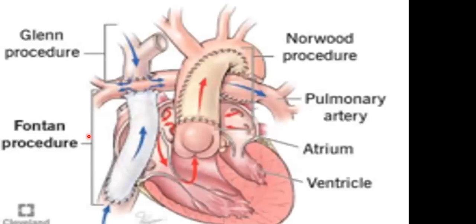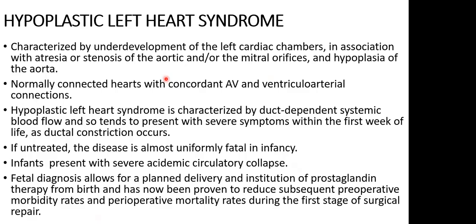This is the picture showing us the Fontan procedure and the Glenn. This is the superior vena cava anastomosing with the pulmonary artery, and this is the Fontan, the inferior vena cava anastomosing with the pulmonary artery. So that's what the procedure looks like.